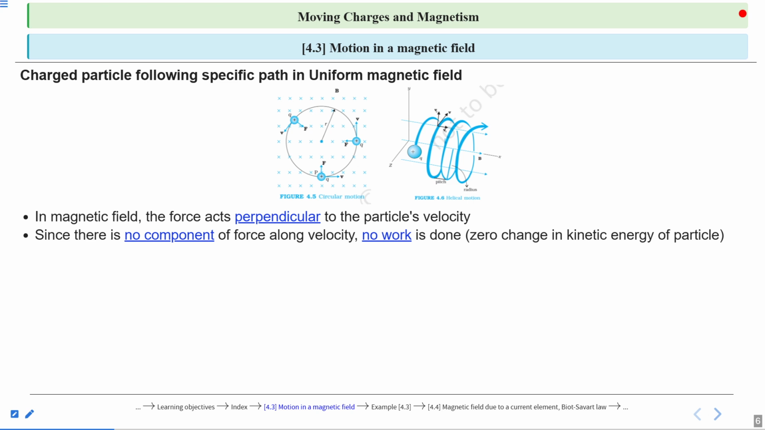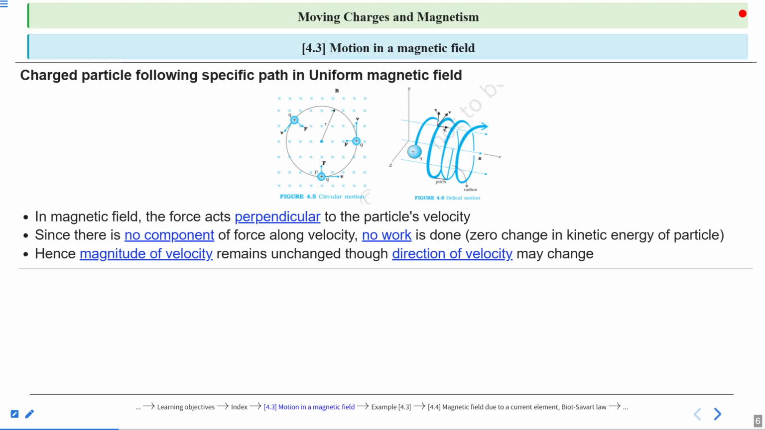If there is no component of force along the velocity, it means the velocity magnitude is not changing. That means kinetic energy is remaining constant, and if kinetic energy is constant, no work is done. That is, zero change in kinetic energy of the particle. Hence the magnitude of velocity remains unchanged, though the direction of velocity may change. Like in uniform circular motion, the magnitude of velocity is constant, but the direction is changing at every instant.